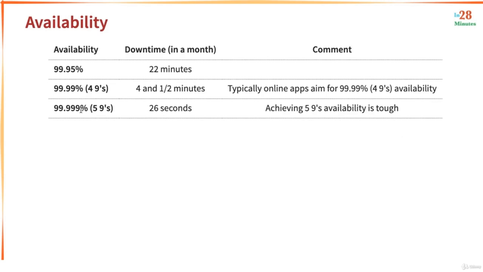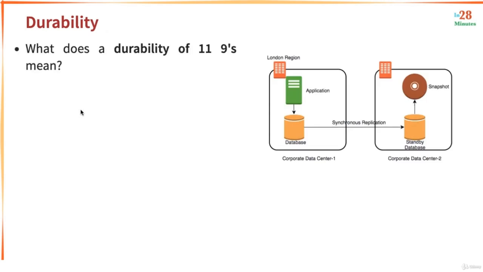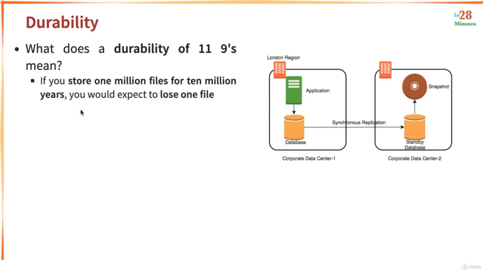Now, let's look at durability. What does the durability of 11 nines mean? When we talk about durability of 11 nines, it means that if I'm storing 1 million files for 10 million years, you would expect to lose 1 file. Most of the cloud data storage options provide very, very high durability, and achieving that durability is very tough.